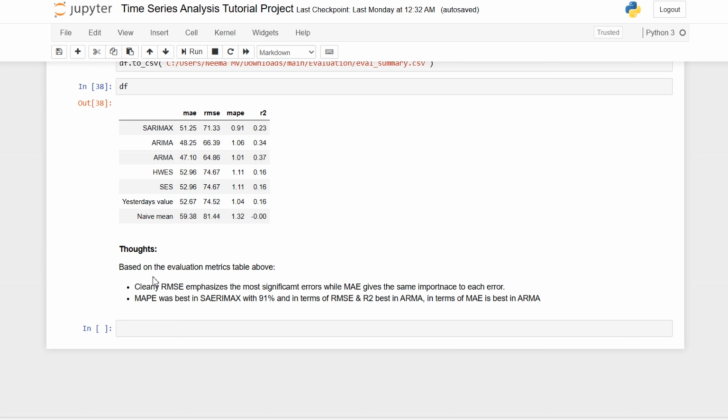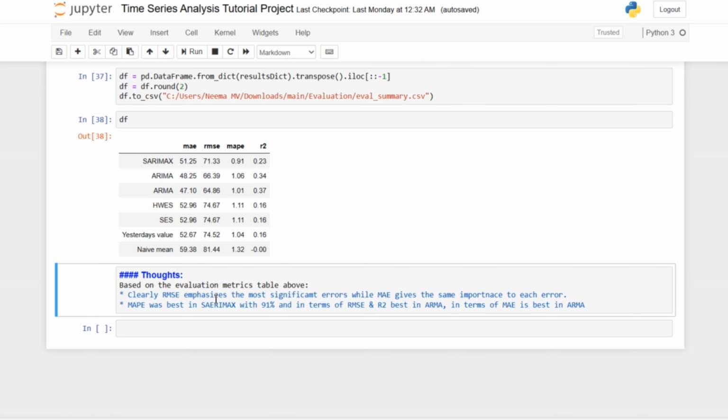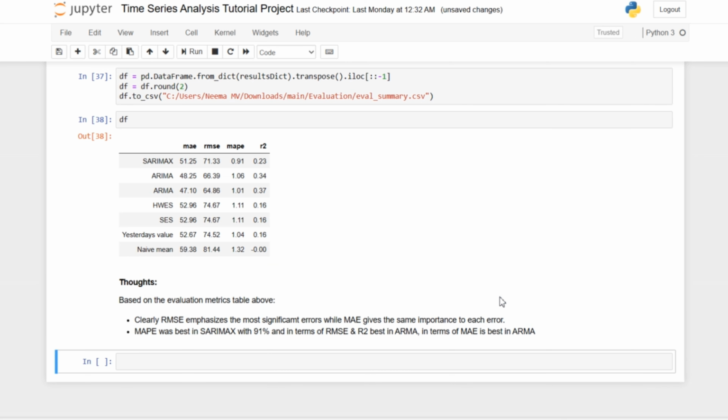Now in a model, you have to see that MAPE was basically best in SARIMA. I do have a spelling mistake, let me change that. Apologies for that. So we can see MAPE was the best in the SARIMA model with 91%. The lowest is considered to be the best, so 91% is the best here for MAPE. And in terms of RMSE, the best is coming from the ARMA model, where the lowest is considered the best.